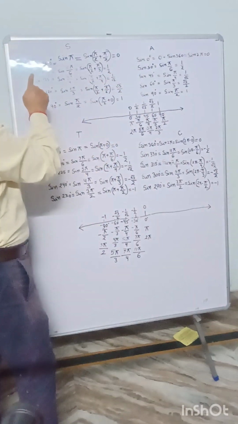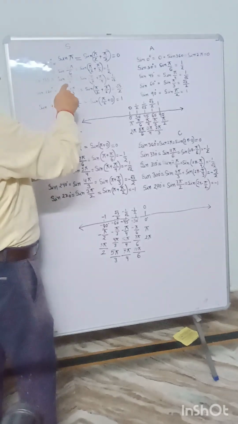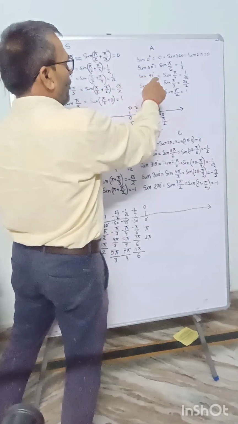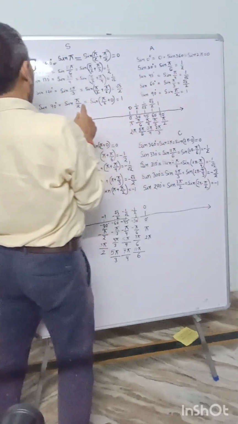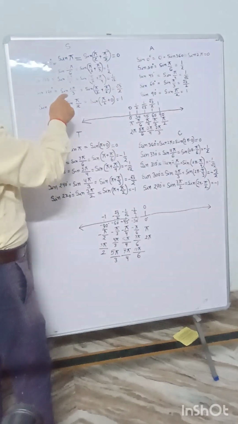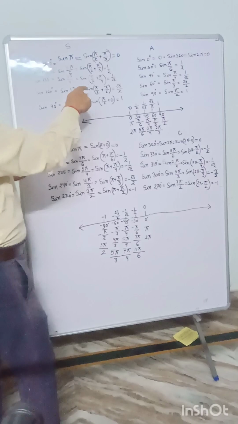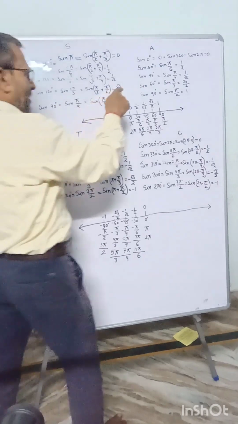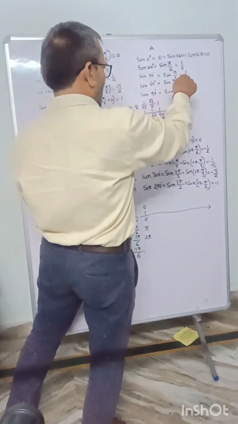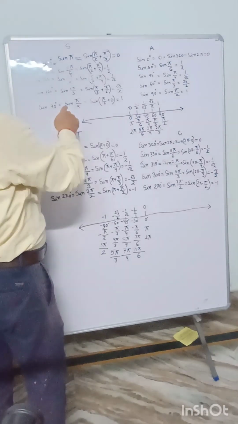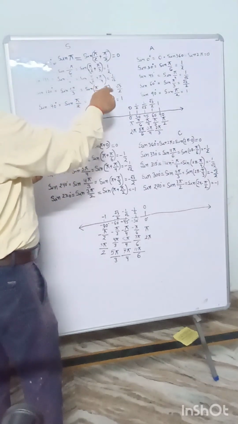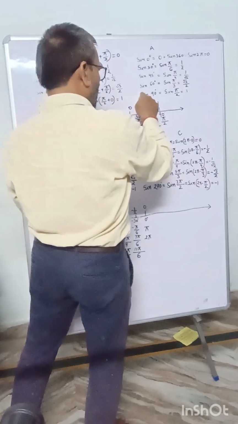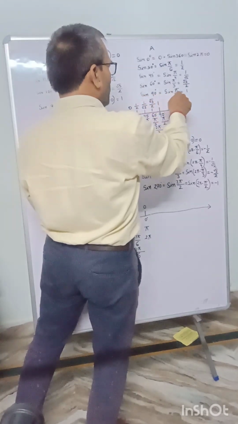Sine 135 is equal to sine 3 pi by 4 is the same, having the same value as sine 45 is equal to sine pi by 4 is equal to 1 by under root 2. Sine 120 is equal to sine 2 pi by 3 equal to sine pi by 2 plus pi by 6 equal to under root 3 by 2, having the same value as sine 60 is equal to sine pi by 3 is equal to under root 3 by 2. Sine 90 is equal to sine pi by 2 is equal to sine pi by 2 plus 0 equal to 1, having the same value as sine 90 is sine pi by 2 is equal to 1.